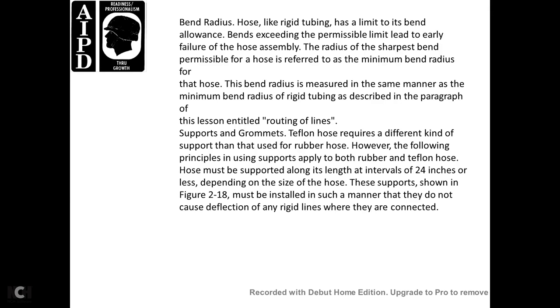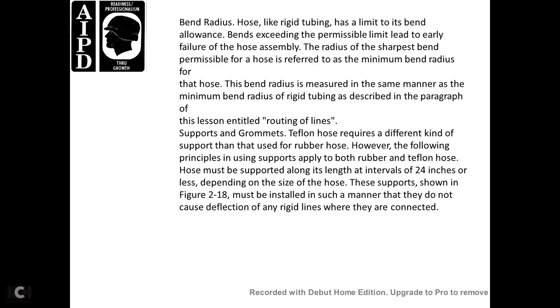Bending radius. Hose, like rigid tubing, has a limited bend allowance. Bending beyond the permissible limit leads to early failure of the hose. The permissible bending for a hose refers to the minimum bending radius for that hose. The bending radius is measured in the same manner as the minimum bending radius for rigid tubing, which is described in the paragraph of this lesson entitled Routing Lines.